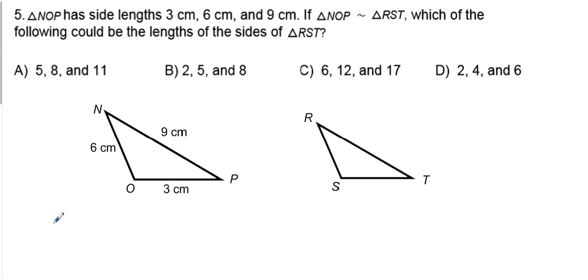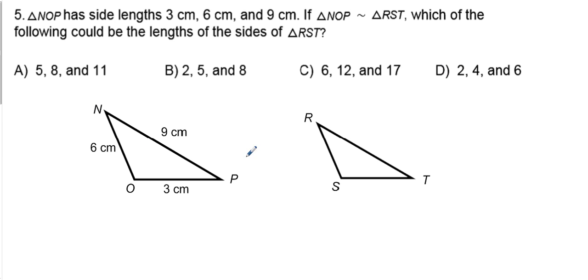All right, next up, it says triangle NOP has side lengths 3 centimeters, 6 centimeters, and 9 centimeters. If triangle NOP is similar to triangle RST, which of the following could be the lengths of the sides of triangle RST? Now we have these as our answer choices. A, 5, 8, and 11. B, 2, 5, and 8. C, 6, 12, and 17. D, 2, 4, and 6.